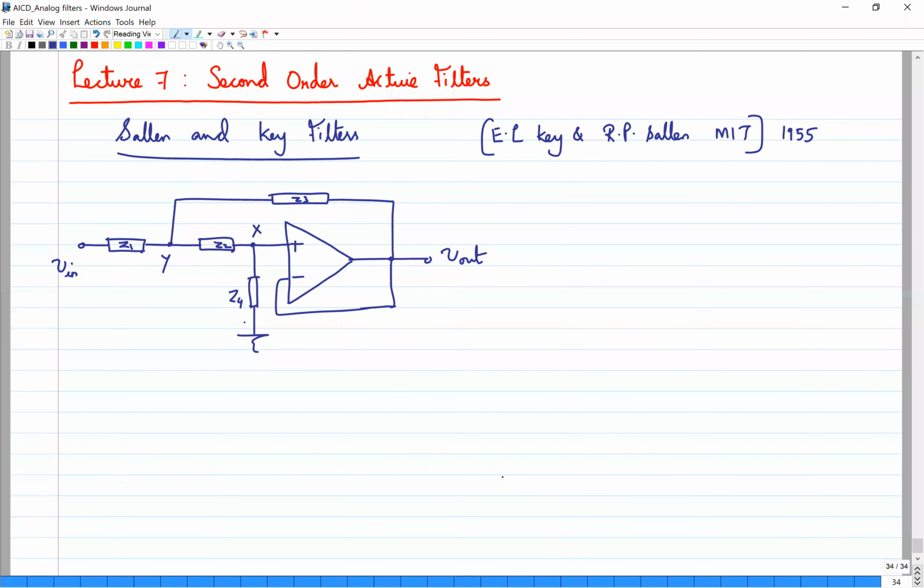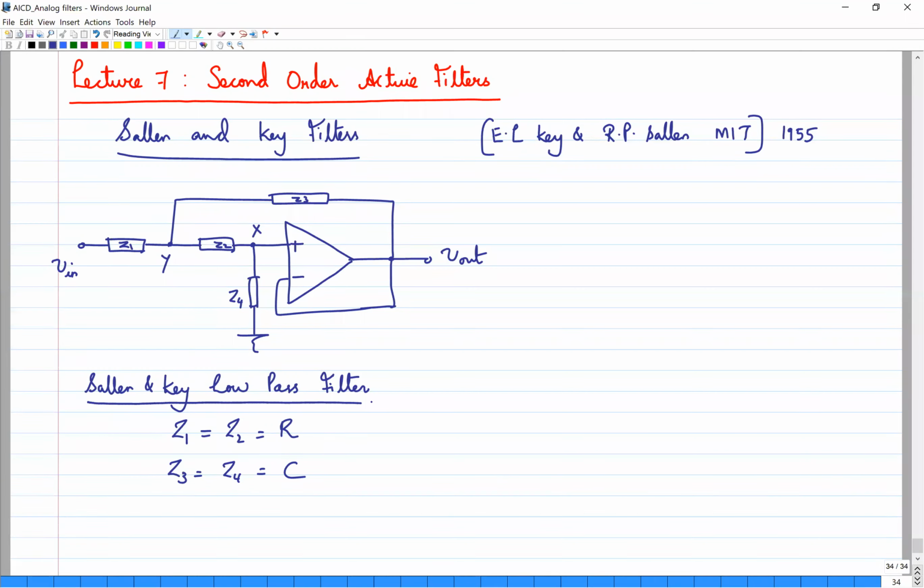Let us analyze one version of this. If I want to implement a Sallen and Key based low pass filter, we can substitute elements for Z1, Z2, Z3, Z4, and we will get various responses. If I substitute Z1 equal to Z2 equal to R, and Z3 equal to Z4 equal to C, that is, Z1 and Z2 using resistances and Z3 and Z4 using capacitances, I'll get a Sallen and Key based low pass filter.